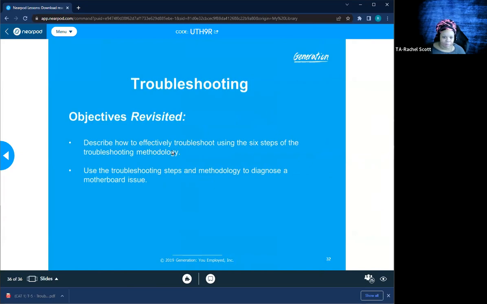Okay, troubleshooting objectives revisited. Describe how to effectively troubleshoot using the 6 steps of the troubleshooting methodology. And no, we did not diagnose the motherboard issue, though we did talk about the CPU earlier. Are there any questions? Or any comments? Okay, that will end our session for today.